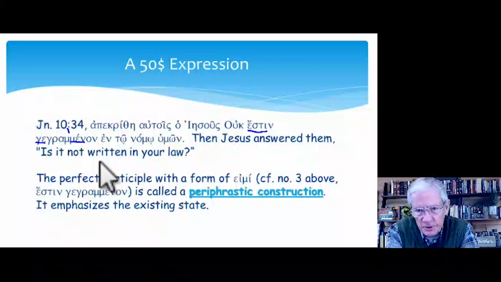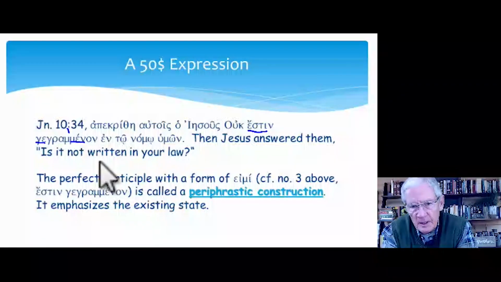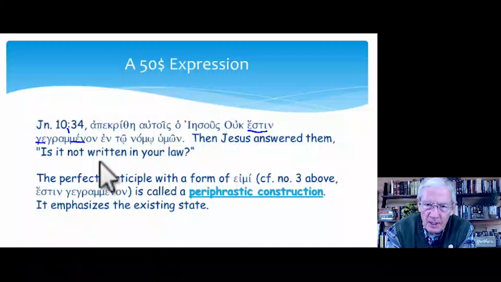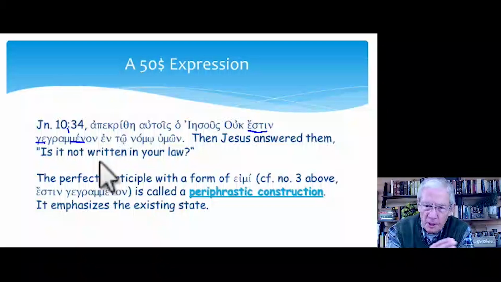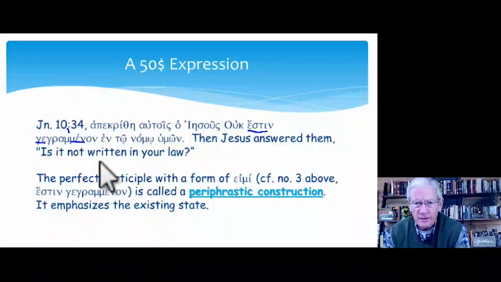Another example of this would be in 1 John, in his prologue, where he says, "We write these things in order that our joy might be fulfilled." And the "fulfilled" there is a perfect participle hooked up with a present subjunctive of eimi, "might be," in a fulfilled condition.